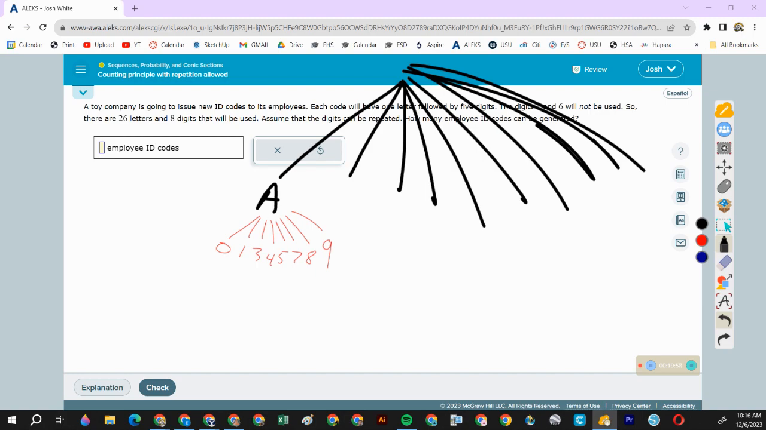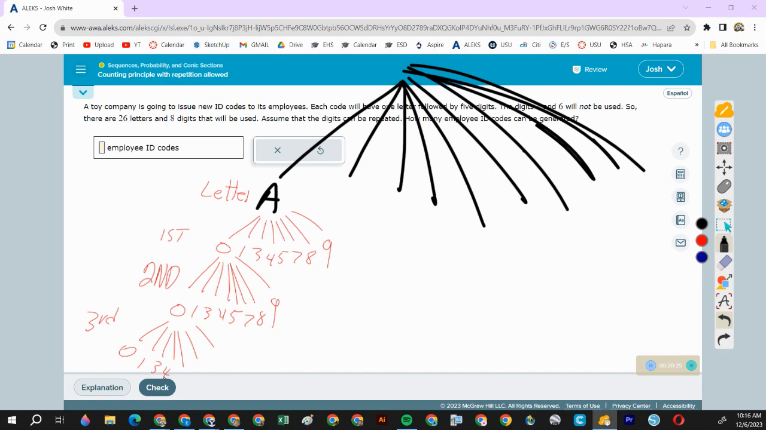So this is my letter. This is my first number. This is my second number. 0, 1, 3, 4, 5, 7, 8, 9. My third number, I'm going to split that: 0, 1, 3, 4, 5, 7, 8, 9, and so on.